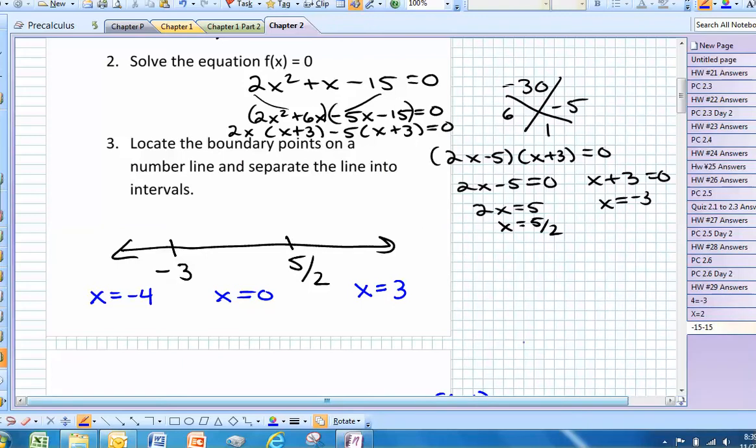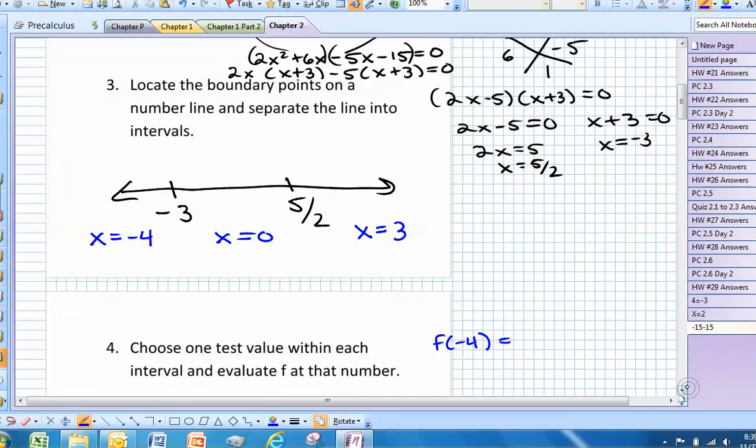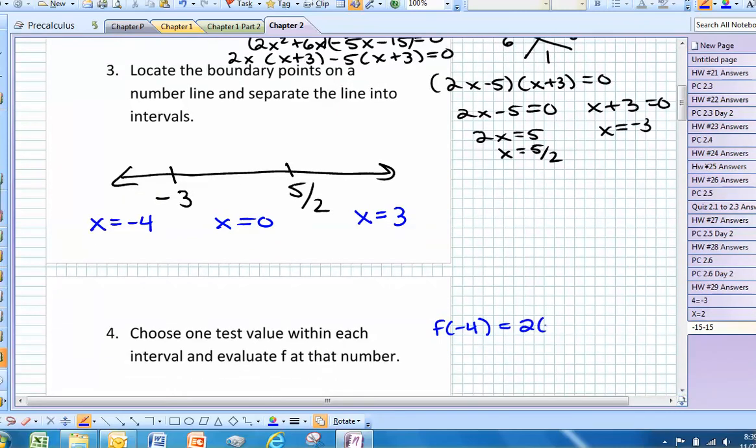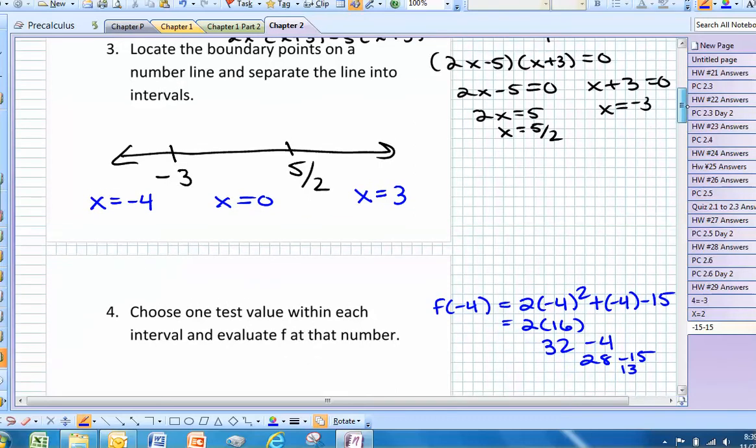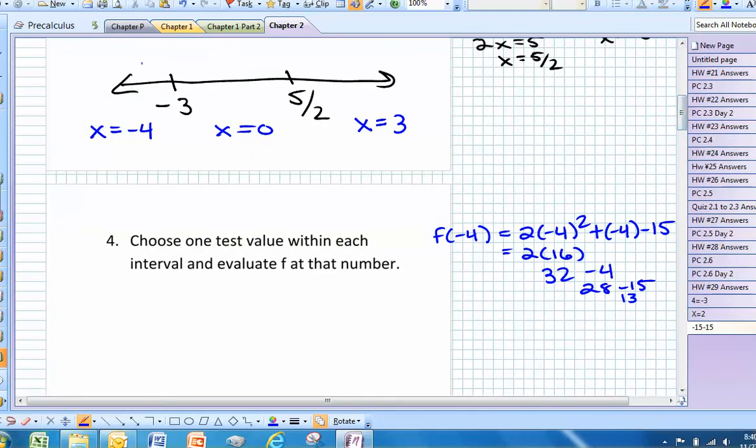And the function is down here. 2x squared plus x minus 15. So 2 times 16 is 32, minus 4 is 28, minus 15 is 13. So notice it's a positive number. That's all I care about. That's going to be positive there.